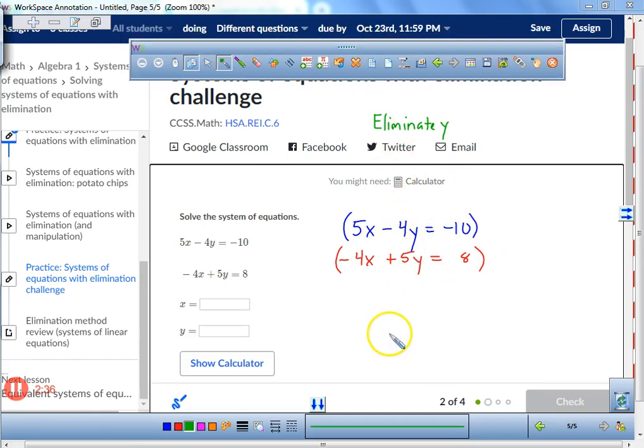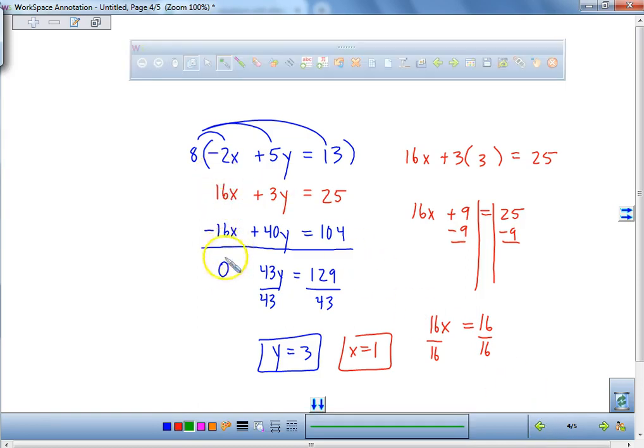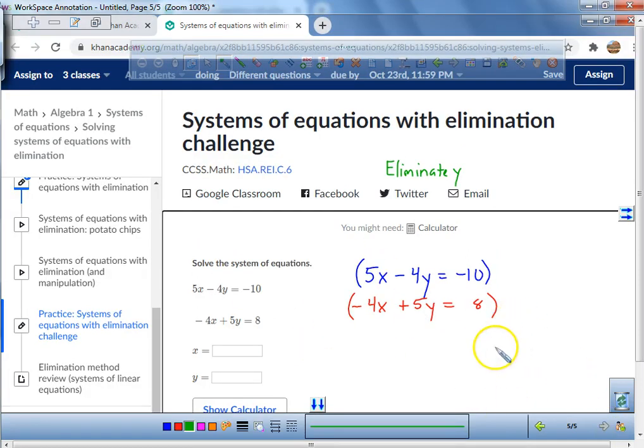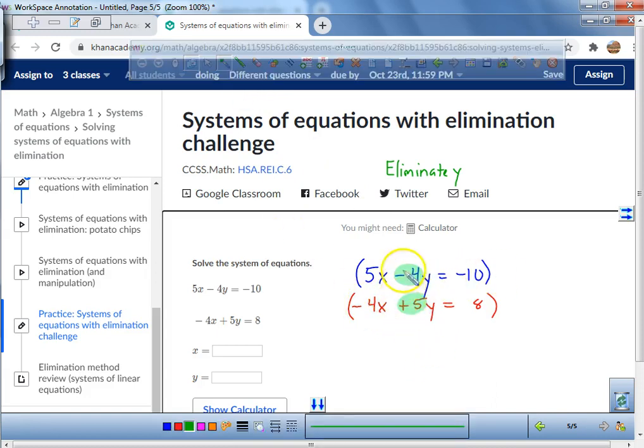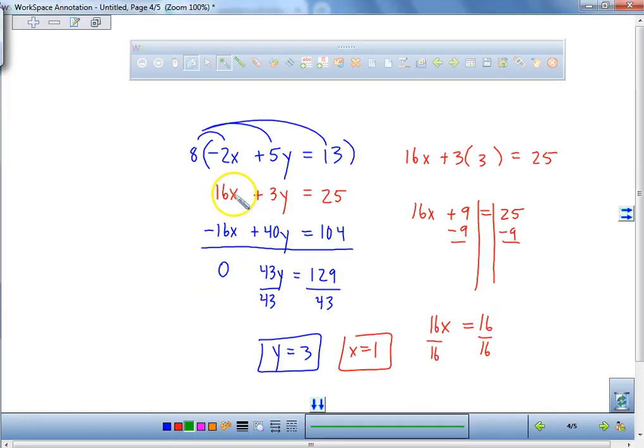So if we want to eliminate y's, that means I've got to get rid of all of the y's. In the previous problem, I eliminated all of the x's. In this problem, I'm going to eliminate all of the y's. So we have to take a very close look at this negative 4 and this positive 5. Now you'll notice if you add these together, they will not eliminate. The only way they would eliminate is if they're the additive inverse, like this was a 16x and then negative 16x, and that's why they eliminated.